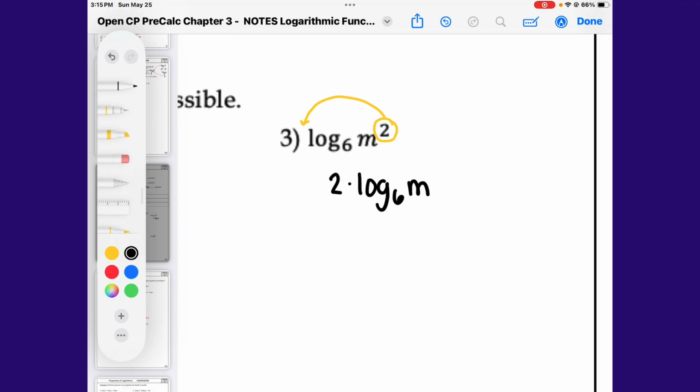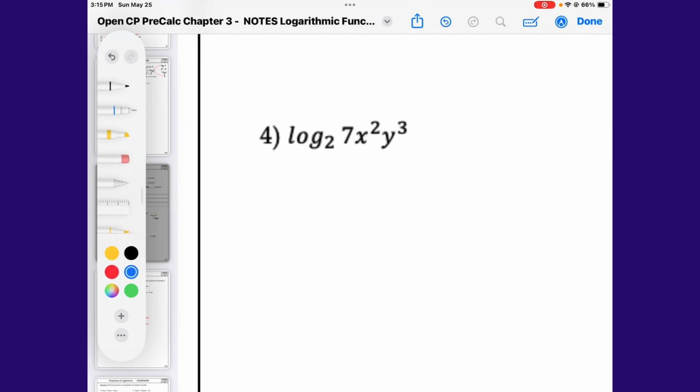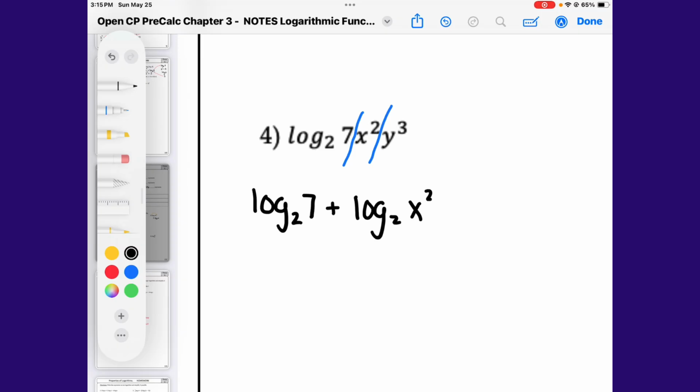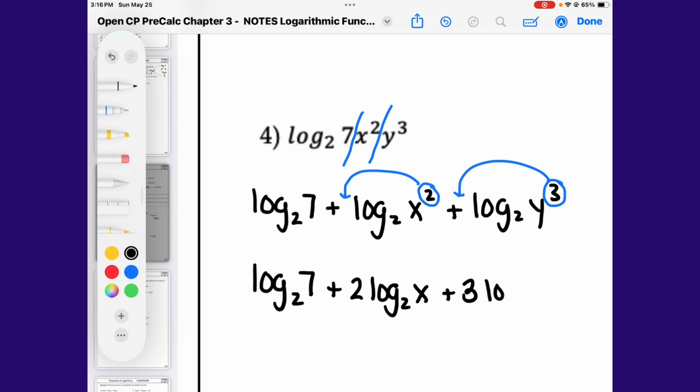So let me show you one where we have more than one rule that we're using. If we look down here at number 4, we can see that we're taking the log of 3 things. The log base 2 of 7 times x squared times y cubed. So we're going to take this one log and split it into 3. Log base 2 of 7 plus a log base 2 of x squared plus a log base 2 of y to the 3rd. Now, that looks really good. We had 3 things that we were taking the log of at the beginning, but we still have exponents. So for the exponent on x, that one's going to come out front. The exponent on y, the 3, that's also going to come out front. So we have log base 2 of 7 plus 2 log base 2 of x plus 3 log base 2 of y.